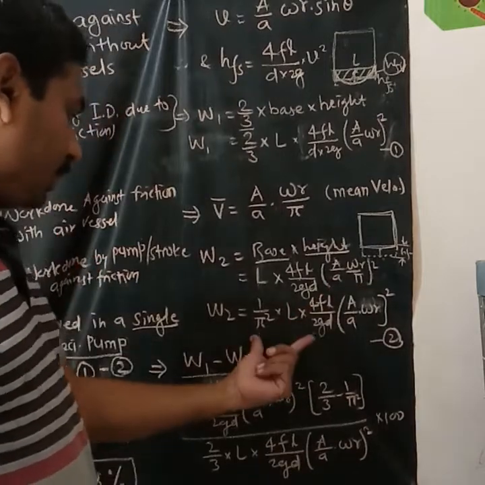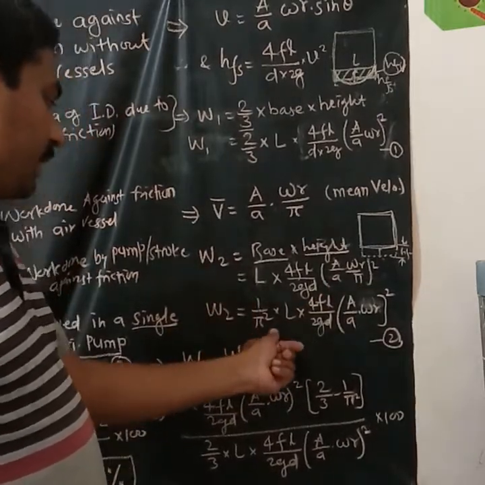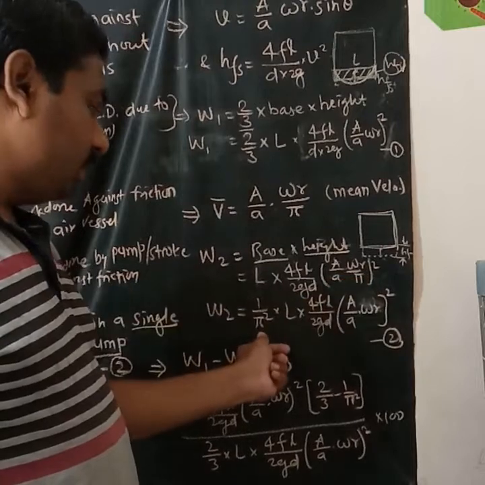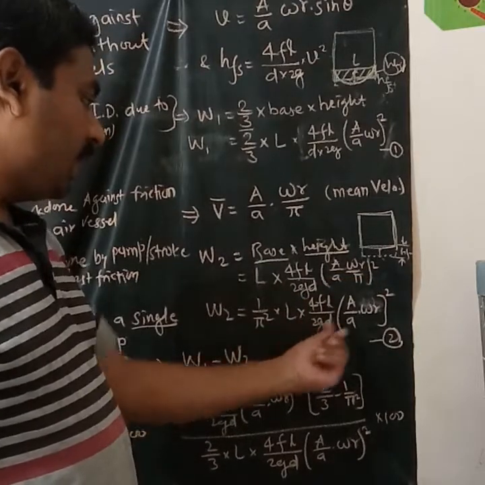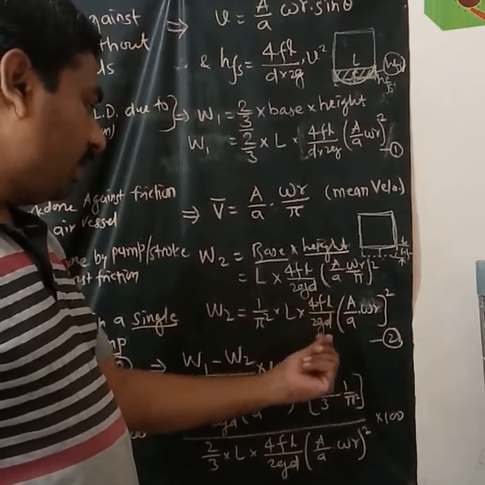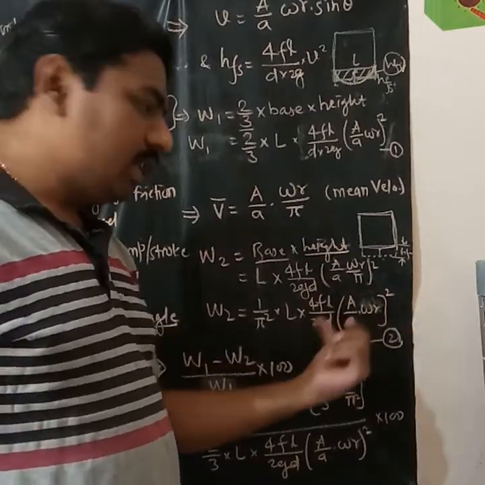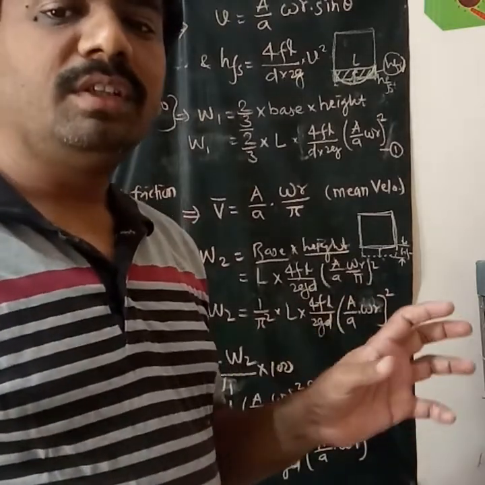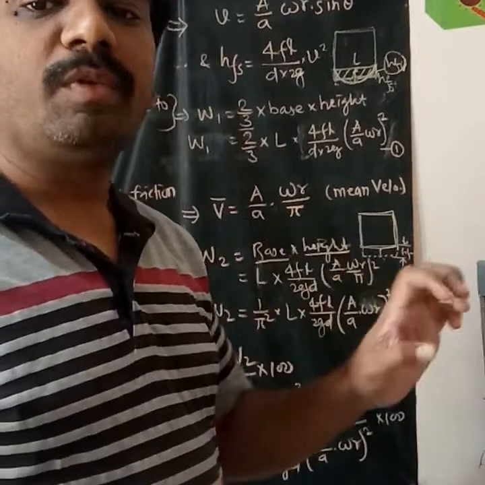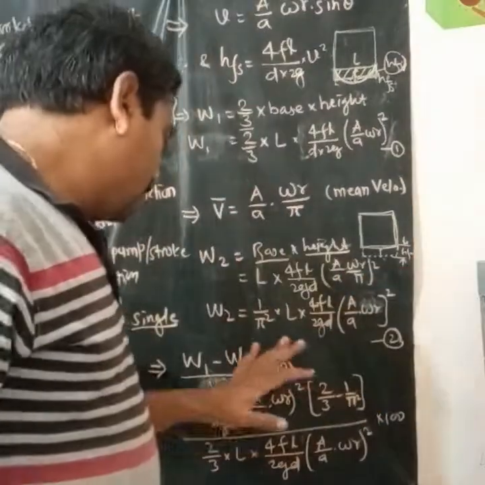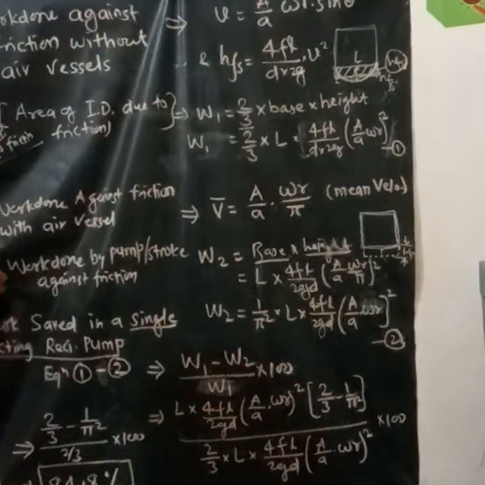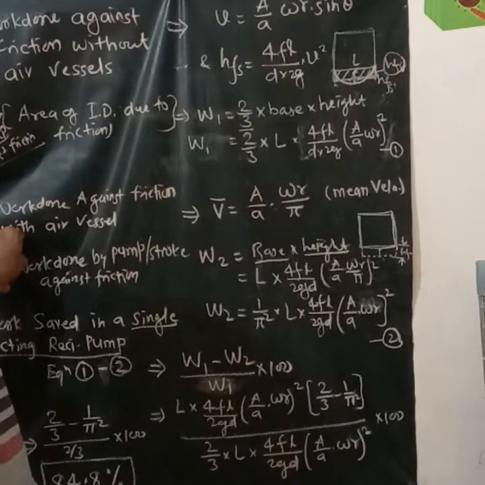Okay, so this W2 can be represented as 1 by pi square. Just take this common, and the remaining terms as they are, that is L into 4FL upon 2GD, A by a omega r square. Just for the simplicity in this particular equation, I have taken out 1 upon pi square outside. Okay, now we have to find out the work saved in a single acting reciprocating pump.